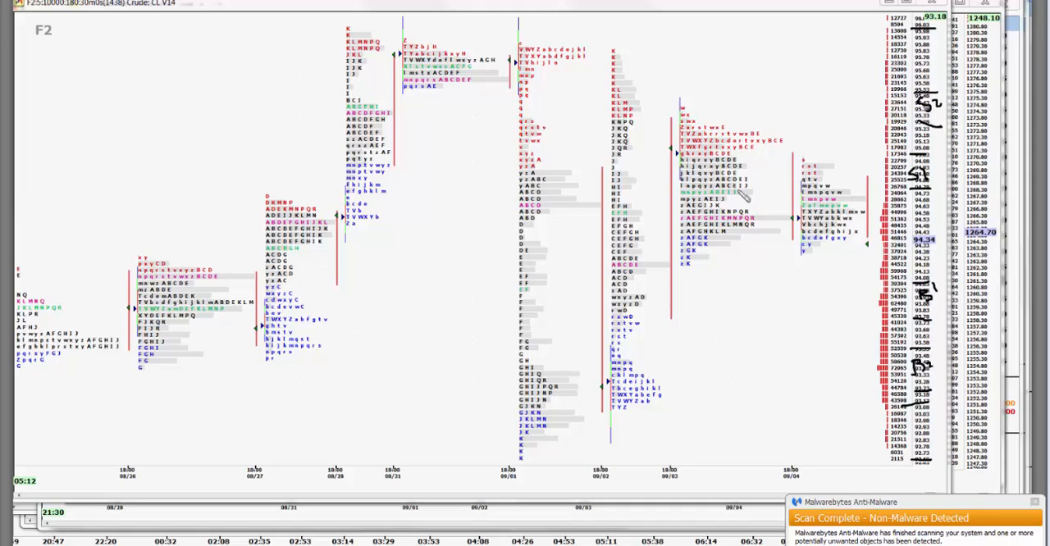So not changing anything in the structure, not doing anything different than what we have been doing.